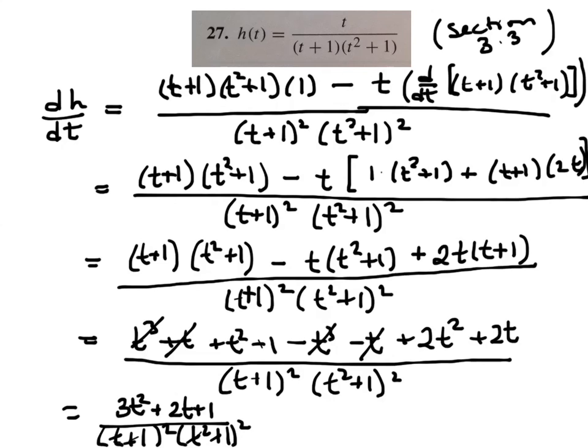So we used the quotient rule, but we also had to use the product rule after using the quotient rule to get the derivative of that denominator. And then at the end we simplified.